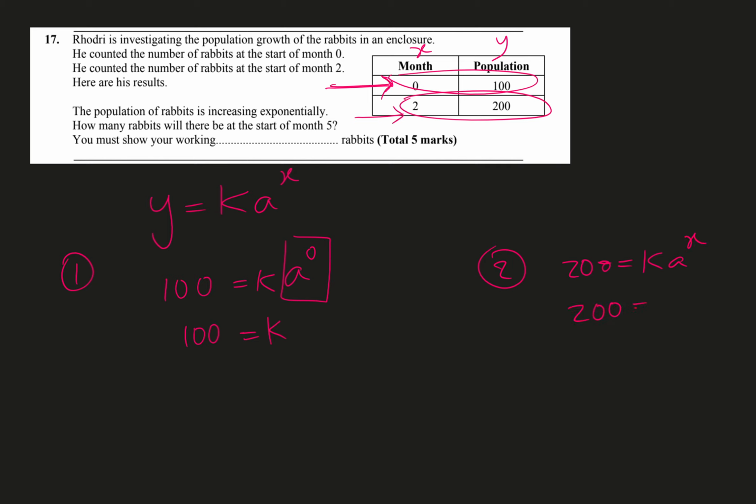200 equals, well, we know k is 100. A is just a constant, and then x in this case is 2. So now we just need to solve this. So we know that 200 over 100 equals a squared. So a is just going to be the square root of 2, because that simplifies to just 2.